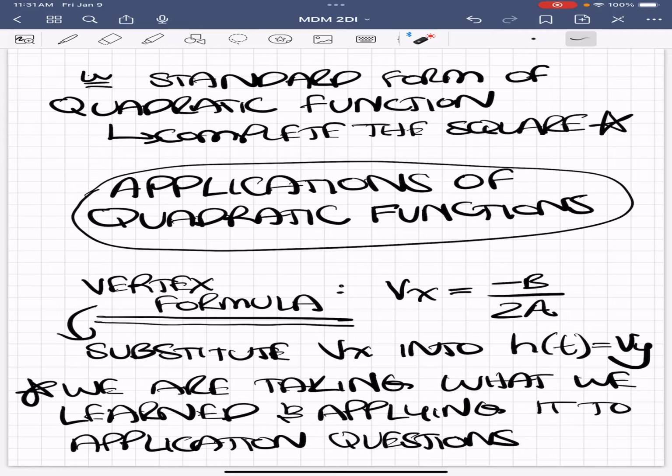A few pieces of what you'll need is the vertex formula, which is the x-coordinate of the vertex, negative b over 2a, and then we substitute the x-coordinate of the vertex into the function given to get the y-coordinate of the vertex. We are taking what we learned and applying it to application questions. Another thing that you'll need to brush up on is completing the square. And let's begin.